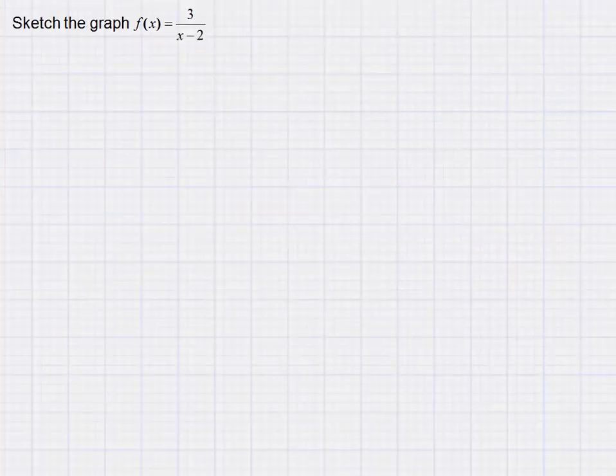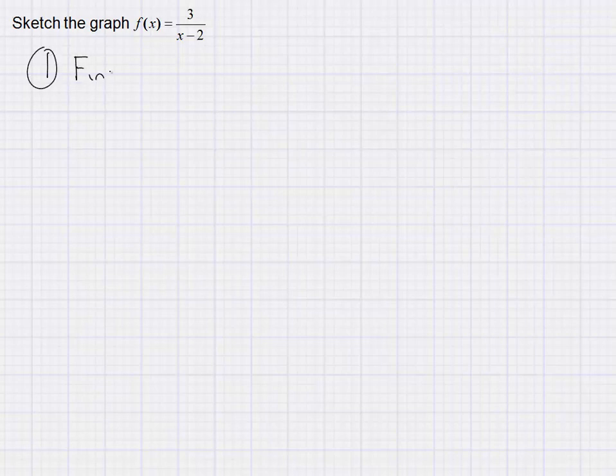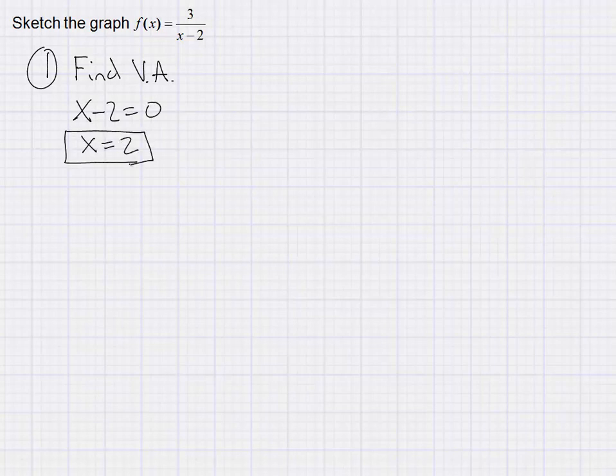So number 1, let's look at graphing this rational function, fairly basic one. So first thing I want to do, I want to find my vertical asymptote. Okay? This fraction is simplified as much as possible, right? You can't factor the numerator and denominator anymore, and nothing can cancel. So all I have to do is say x minus 2 equals 0. That will be when x equals 2. There's my vertical asymptote.